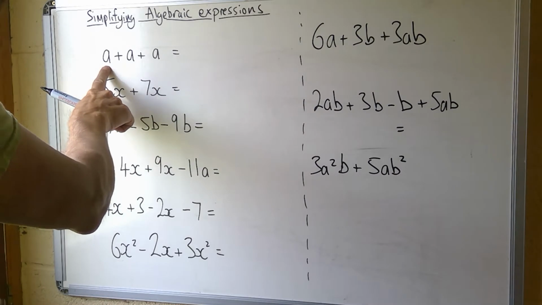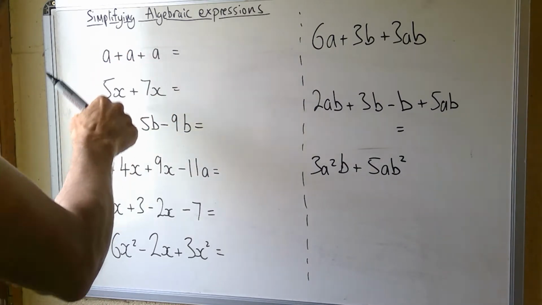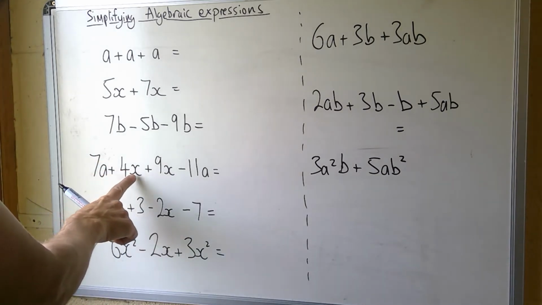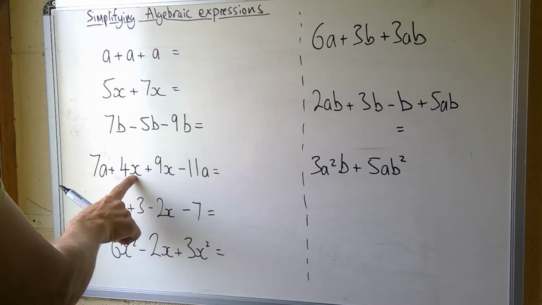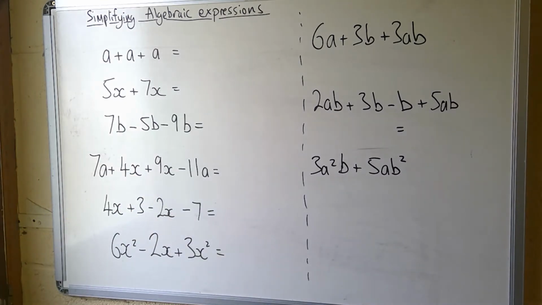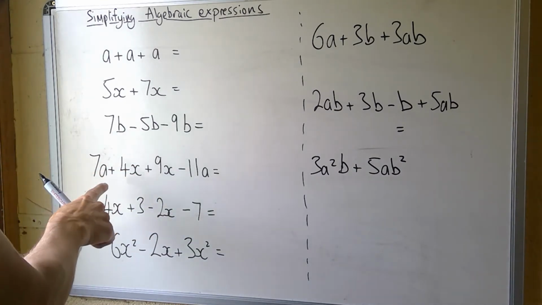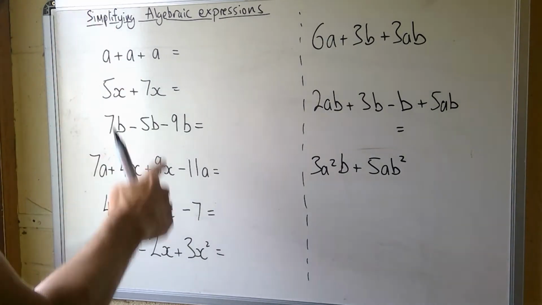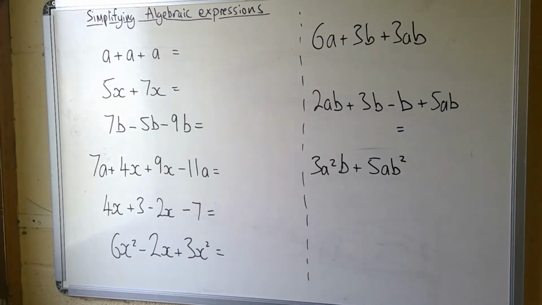So in this case, I've got an A and an A and another A. They're all A's, so they are like terms. If I look at an expression down here, I've got A's and I've got X's. An A and an X would be unlike terms. You couldn't simplify an A with an X. So you can only simplify like terms. So I've got a number of examples here that we're going to go through.